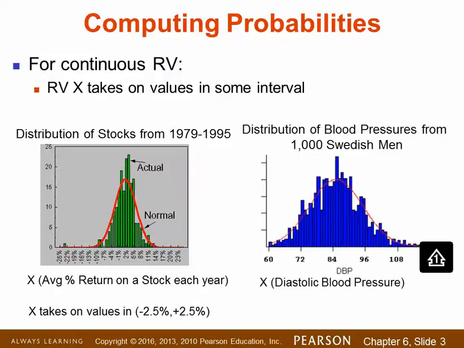I could look at other things, like, for example, blood pressures. This is actual data from 1,000 Swedish men. And again, it has some sort of range. It goes from 50 to maybe 130. And again, what your eye wants to be doing is looking at the curve that goes through that histogram. So far, there's nothing really earth-shattering here. This is how we're going to look at continuous distributions. But now we want to look at how we're going to compute probabilities.